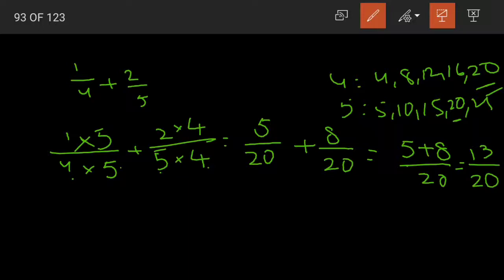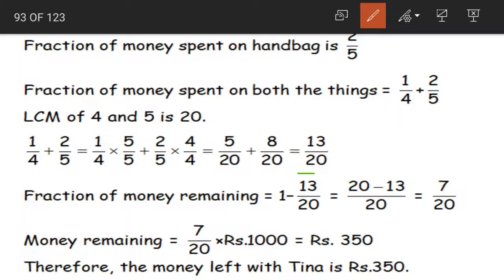Yes, children. Now how did I add these together? Because these two are like fractions, 5 by 20 and 8 by 20, we can simply add the numerators and retain the common denominator. Now what is this 13 by 20? It is the fraction of money spent on both the things. What are both the things here? On the dress and the bag. So when we combine both, Chitra has spent 13 by 20 of the given amount.